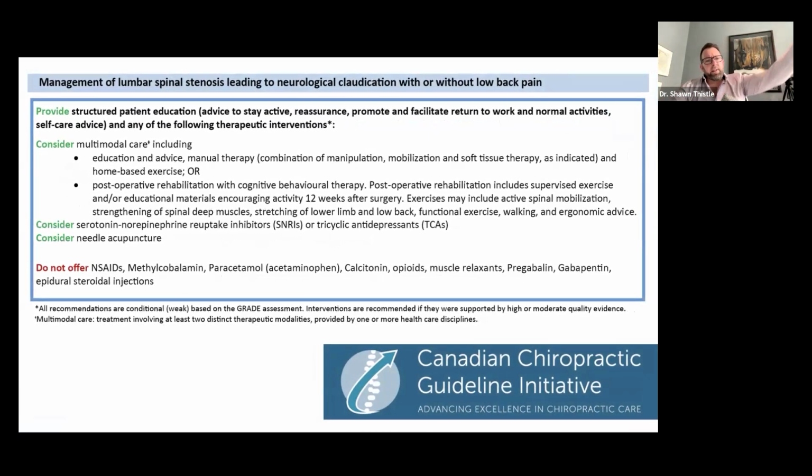I'm not going to go through all of this. This is in Carol's outline about what we should do for lumbar spinal stenosis. From an evidence-based perspective on what we do have, it's multimodal care, which is education and advice, manual therapy, and in the middle of the screen, that's a combination of manipulation, mobilization, and soft tissue therapy as indicated or as desired by the patient, for example, and home-based exercise. Post-op rehab includes cognitive behavioral therapy. We can also include things like needle acupuncture, and maybe SNRIs or TCAs from a medication perspective.